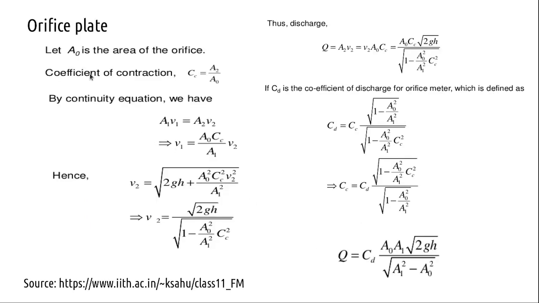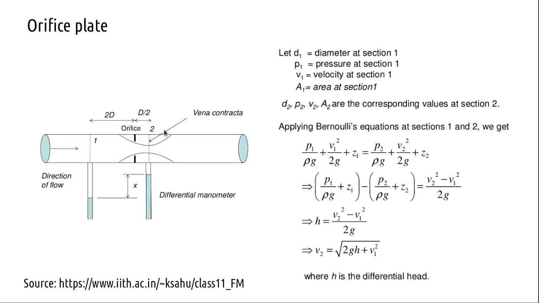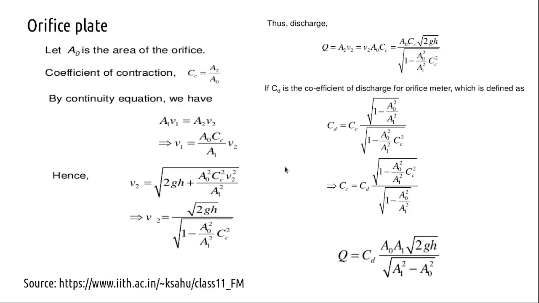Coming to this, assume A0 is the area of the orifice, and there is a parameter defined as the coefficient of contraction, which is A2 by A0. A2 is the section here, the vena contracta. Then you apply the continuity equation. The continuity equation is basically a mass flow statement: the velocity multiplied by the area. That means the mass flow will be balanced. The fluid is not going anywhere else.